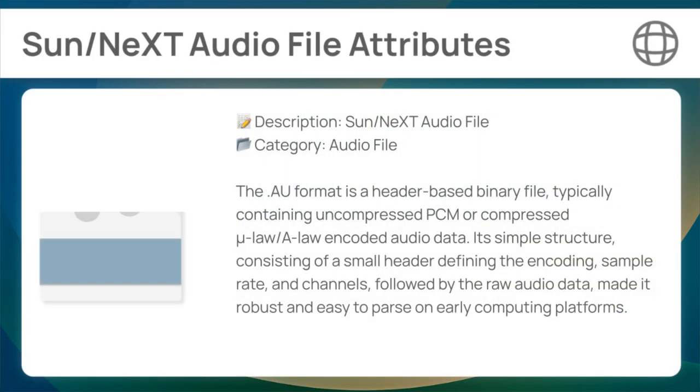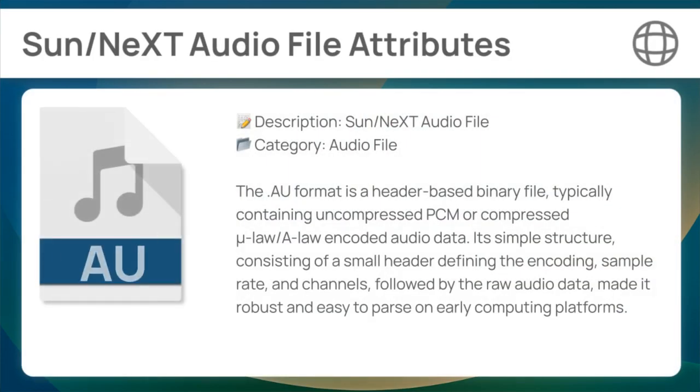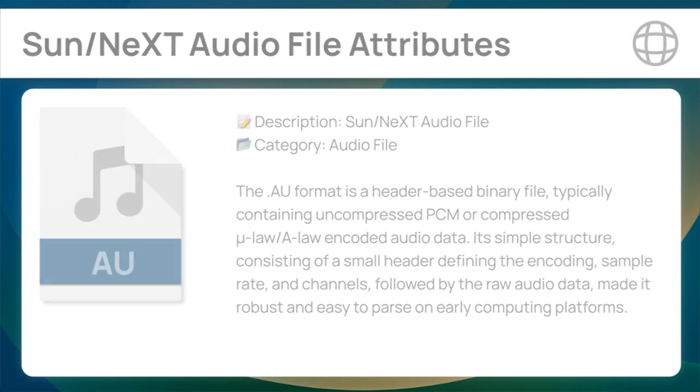The .au format is a header-based binary file, typically containing uncompressed PCM or compressed ULAW, ALAW encoded audio data. Its simple structure, consisting of a small header defining the encoding, sample rate, and channels, followed by the raw audio data, made it robust and easy to parse on early computing platforms.